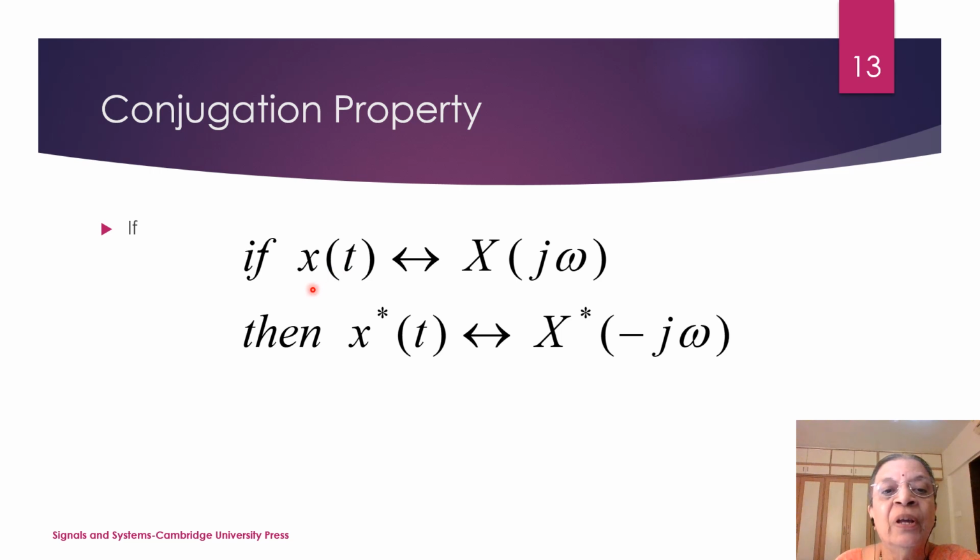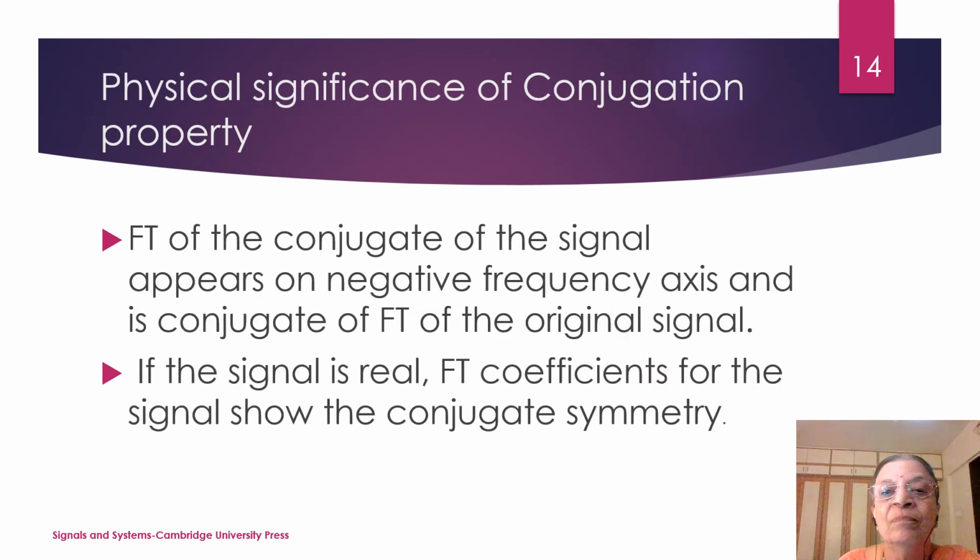Conjugate property. If x of t transforms to x of j omega, then x star of t, which is the complex conjugate of x of t, considering that x of t is complex, has a Fourier transform equal to the complex conjugate of x of minus j omega. Physical significance of the conjugate property: the Fourier transform of the conjugate of the signal appears on the negative frequency side and is the conjugate of the Fourier transform of the original signal. If the signal is real, the Fourier transform coefficients show conjugate symmetry. So it does not change.